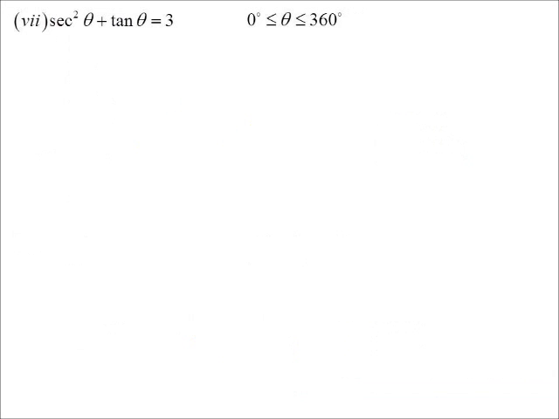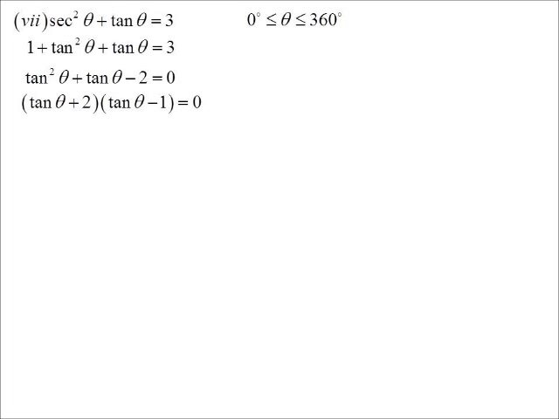Sec squared theta plus tan theta equals 3. This is where we make use of our trig identities. I can change that sec squared to be 1 plus tan squared. And I've got a quadratic equation. The pronumeral is tan theta, if you like. So what multiplies together to give negative 2, adds together to give positive 1, still all the same ideas that we saw in algebra. So I'm going to end up with tan theta plus 2, tan theta minus 1. I now have 2 possibilities. Either tan theta is negative 2 or tan theta is equal to 1.